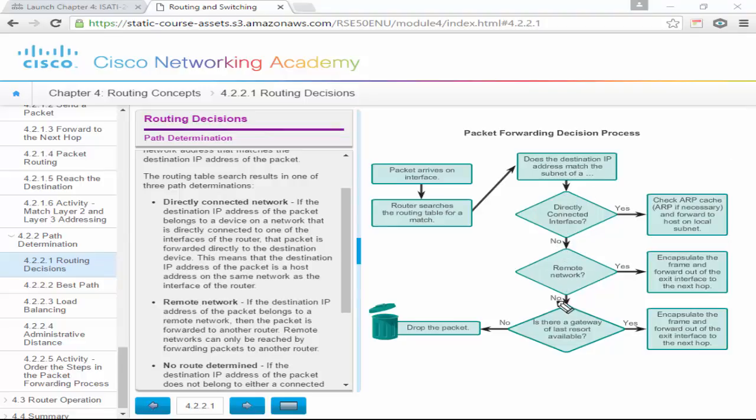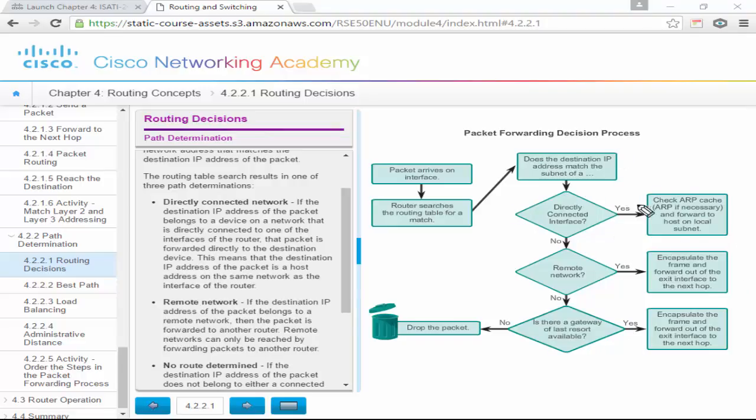If not, do I have a remote network? If not, is there a gateway of last resort? So remember, a default gateway is how to get out of a network. And then the router actually has what's called a default route, which is a gateway of last resort. So if it's not in my routing table, send it there. But we're not going to worry about it too much there.